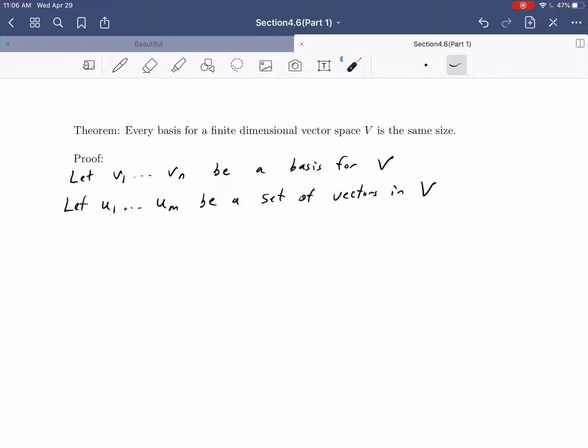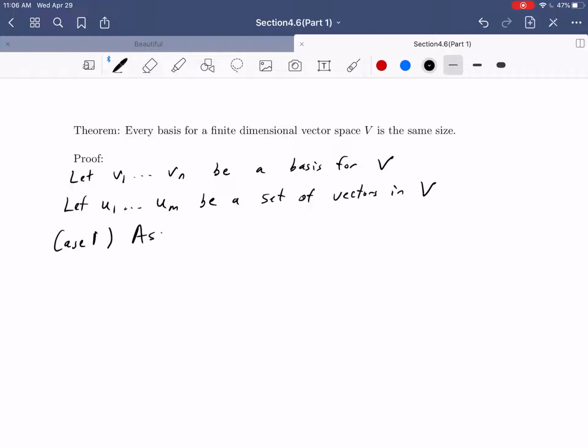So we've got two cases to do. We have to say, okay, if U1 through Um has more vectors than n, we have to show that it will not be a basis. And if U1 through Um has fewer vectors than V1 through Vn, we have to show that it's not a basis. Because if we do that, then we're going to be showing that every basis must have n vectors in this case. So to start with, we're going to have case 1.